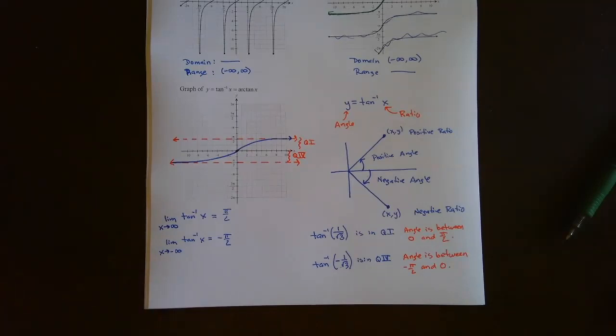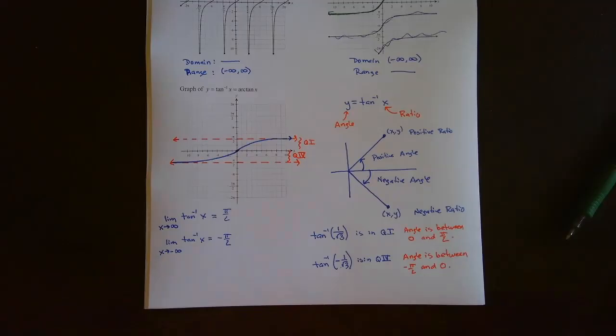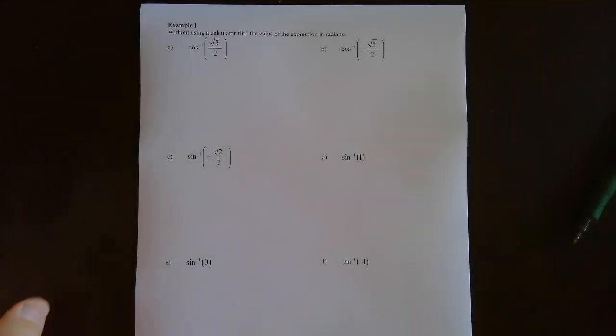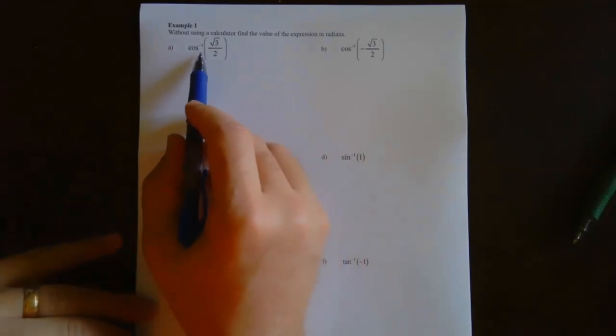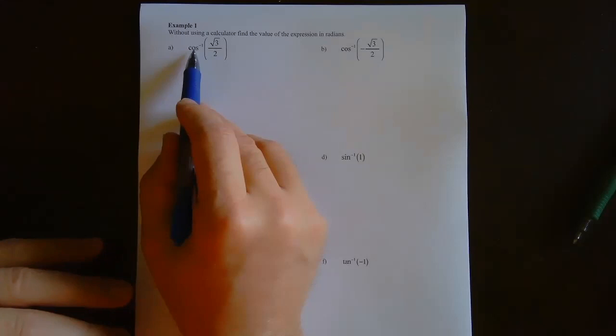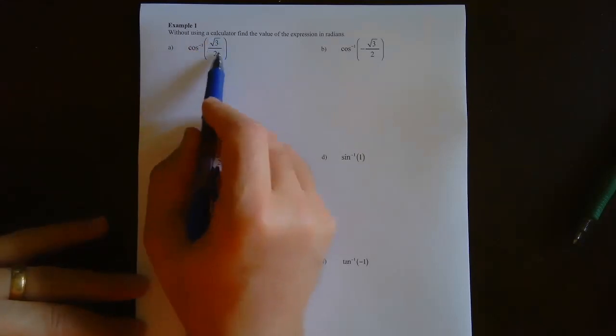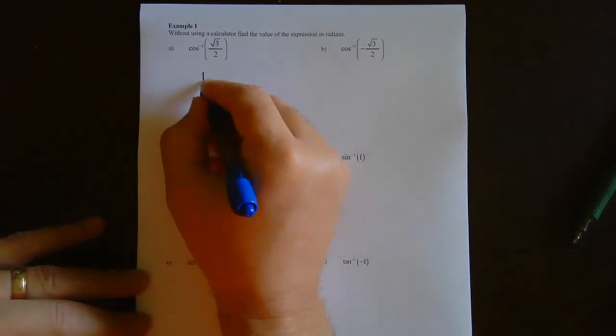All right, so let's do some problems like this now, and I think once we start doing these problems, everything will start sliding together and you'll start to understand what's going on. I'm going to do 6 examples here without using a calculator. Find the value of the expression in radians. All of these are going to be in radians. I'm doing cosine inverse of the square root of 3 over 2. Because it's cosine inverse, this is my x and this is my r, and my ratio is positive. So I'm going to draw a diagram like we've been doing.